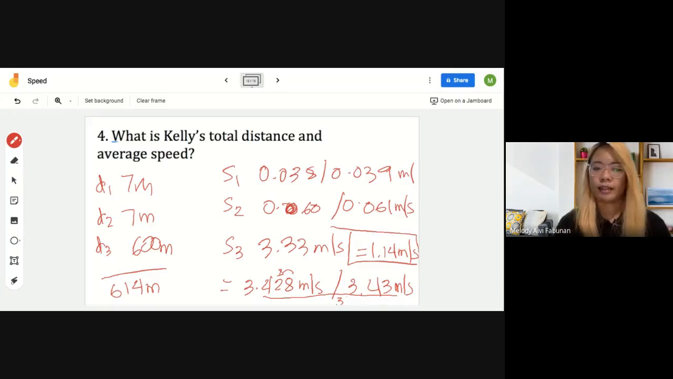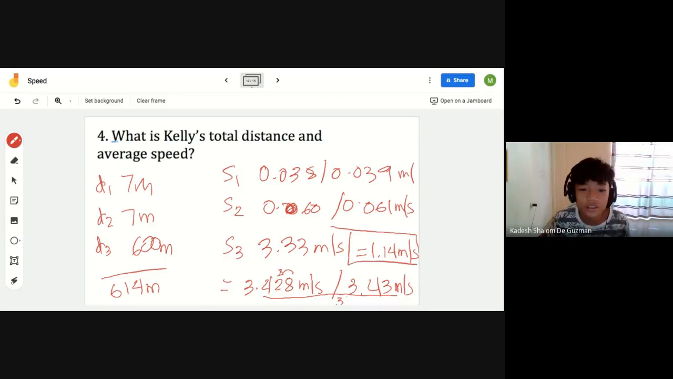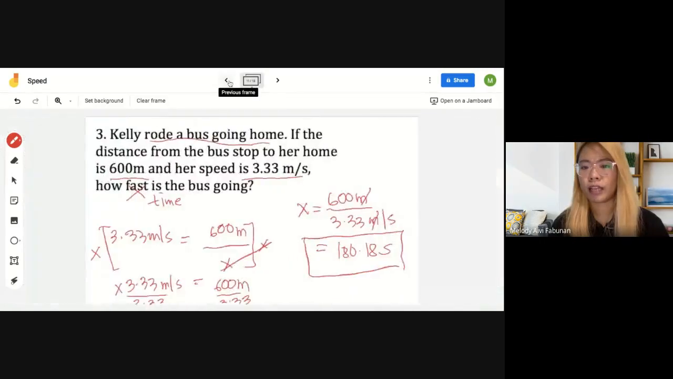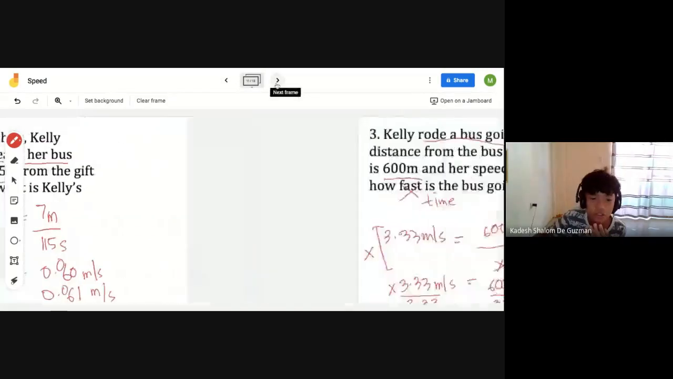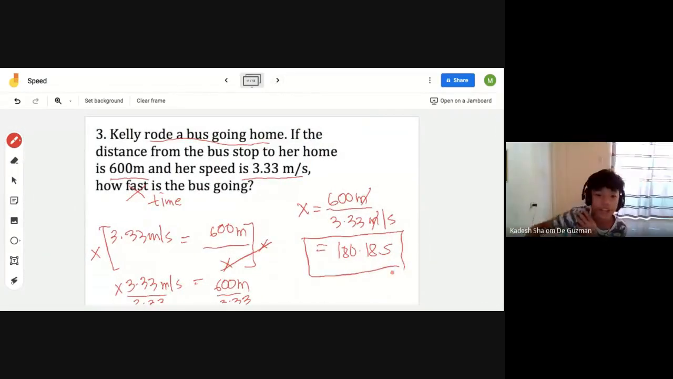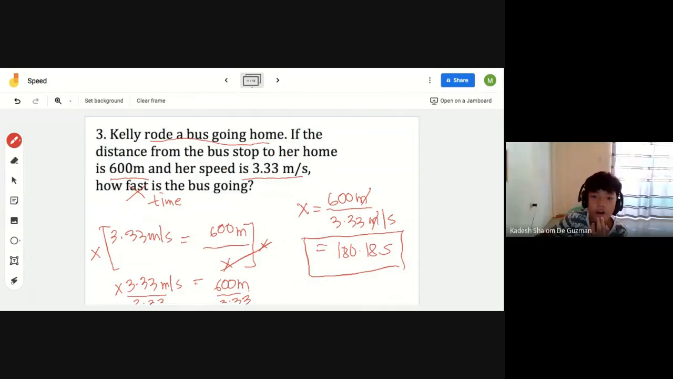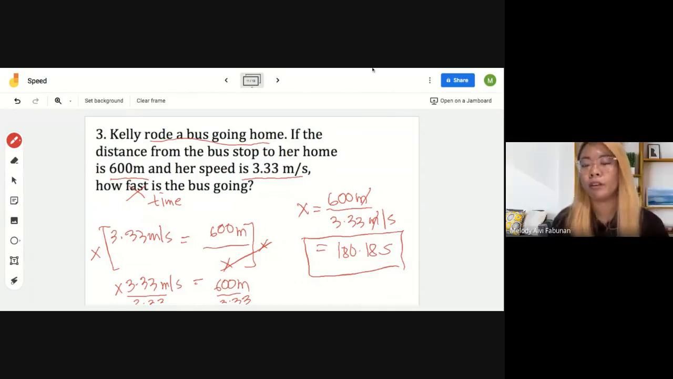I think yung ginawa nila, Chair, inadd nila yung 180, 180. Ano yung 180, 180? Yung sa Holy, Chair, yung number 3, yun yung ginamit nila. But that is the time; we are looking for the average speed. So careful on which values you are looking for.